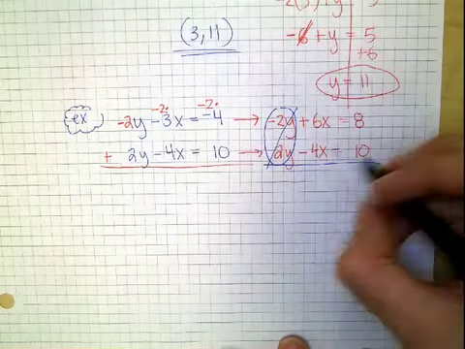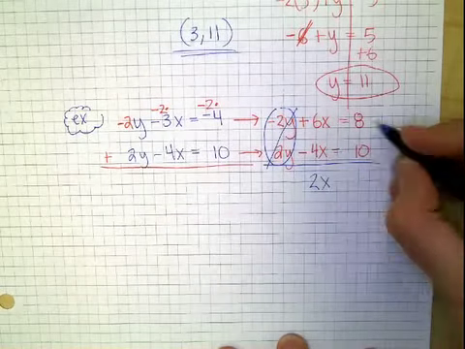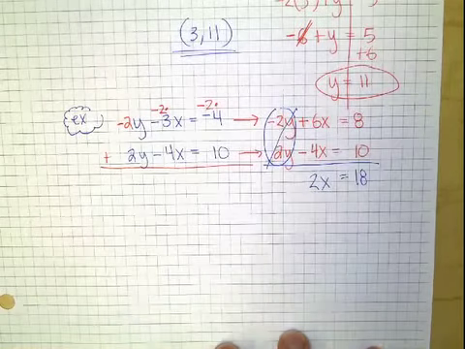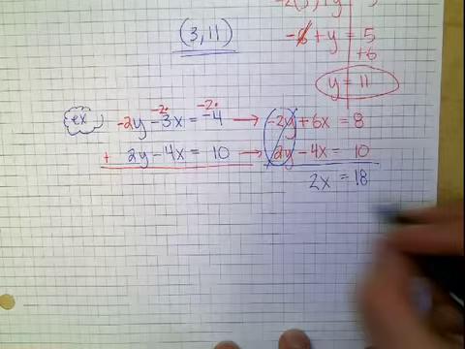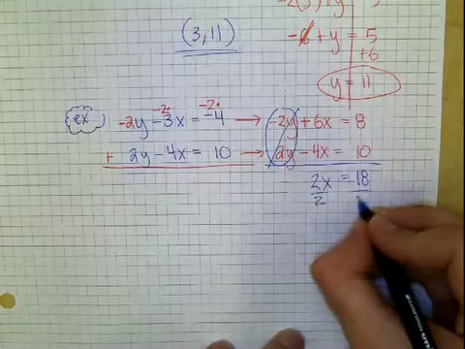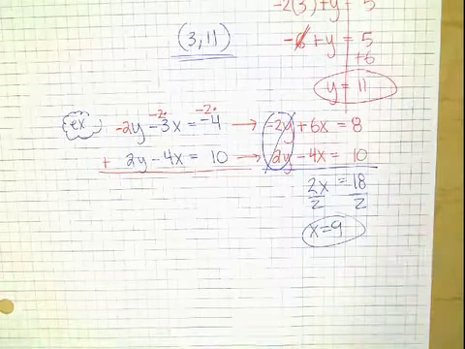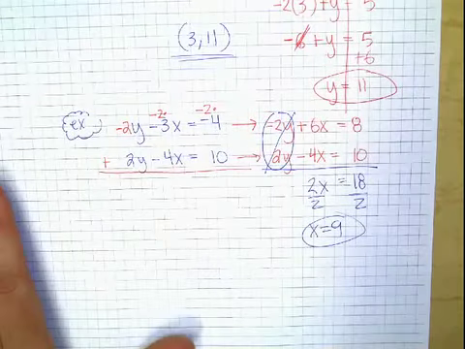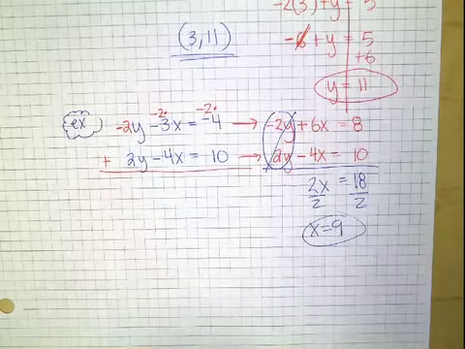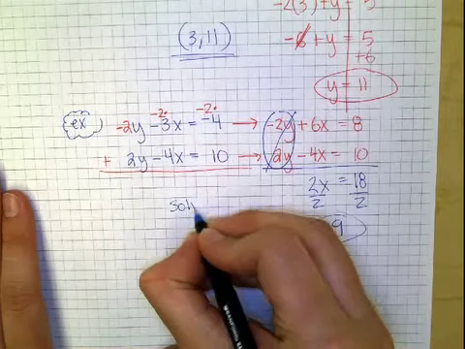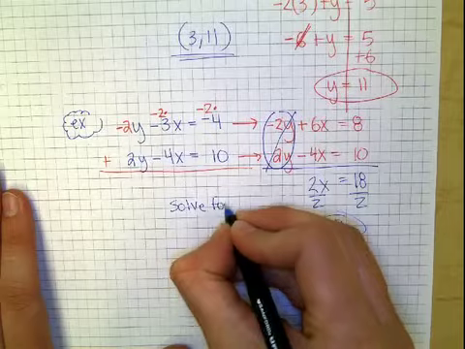If I get rid of those, the rest of these will be fast. I have 6x minus 4x. That's 2x. I have 8 plus 10. That's 18. The answer is 2x equals 18. So divide by 2 on both sides, and x is going to equal 9. It's pretty fast. And then I'm not done with the actual question. I've solved for x. I still got to go back and solve for y. So I'm going to write solve for y.